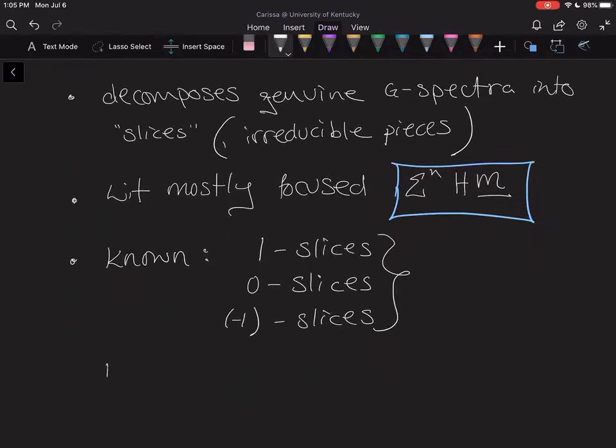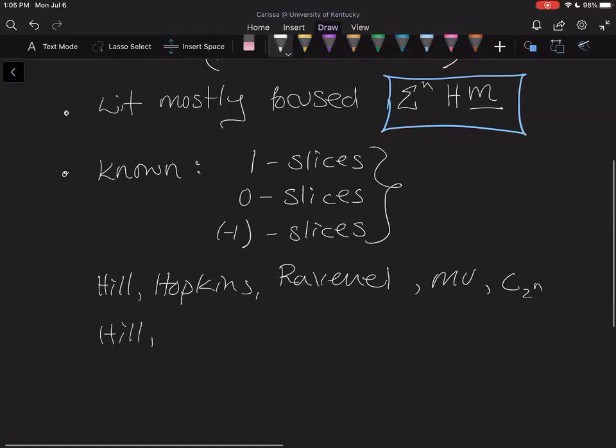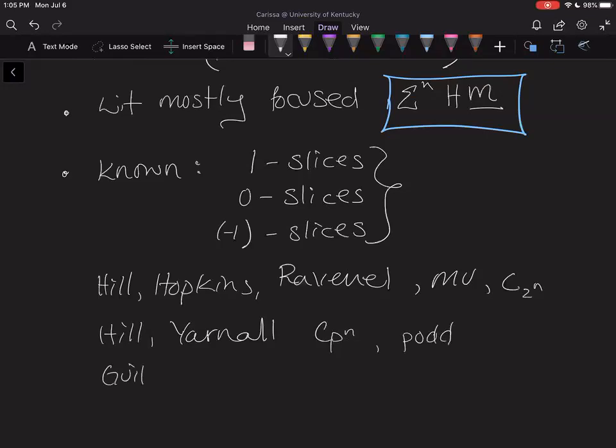But beyond the work of Hill, Hopkins, and Ravenel on MU and C_2^n, Hill and Yarnall on C_p^n, where p is odd, and Guillou and Yarnall on C_4, or C_2 times C_2, not much is known. The slice filtration is generally mysterious.